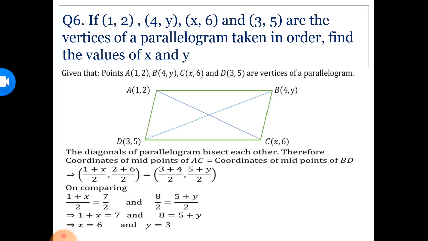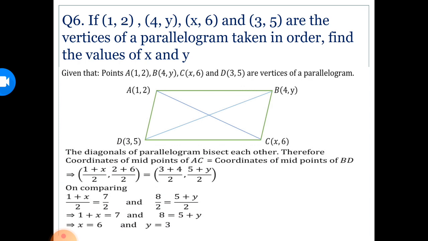What is the meaning of that? Both the diagonals have a common midpoint, or we can say the midpoint of the diagonal AC is the same as the midpoint of the diagonal BD. So we can find the midpoints of both the diagonals AC and BD and equate them. So it's coming like this: (1 + x)/2, (2 + 6)/2 is equal to (3 + 4)/2, (5 + y)/2.